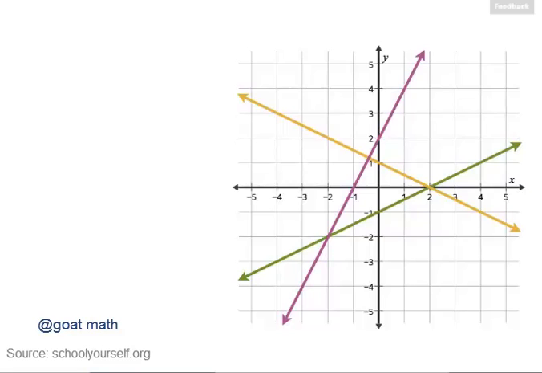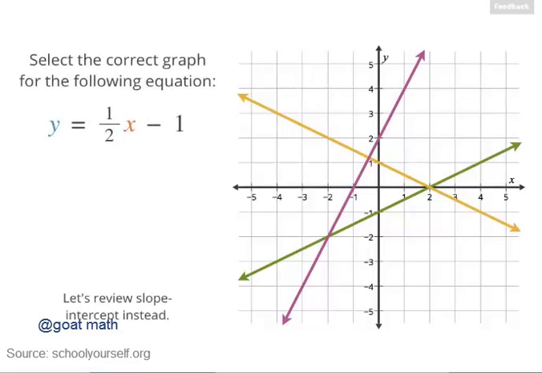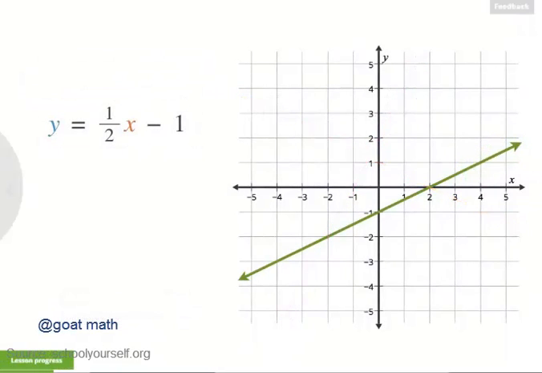Take a look at these three lines. Which one is the correct graph for the equation y equals 1/2 x minus 1? Right, so here's the line with a slope of 1/2 and a y-intercept of -1. Now in this lesson, we'll be focusing on graphs rather than equations.